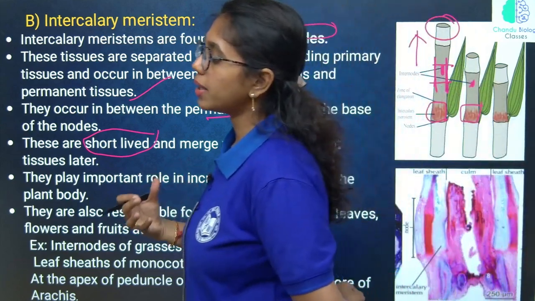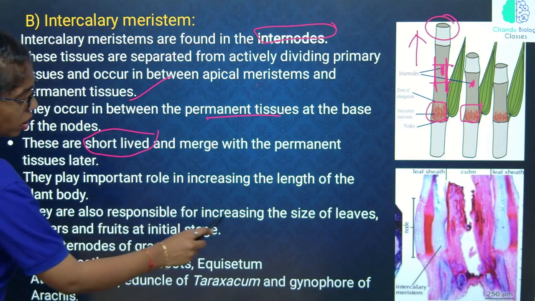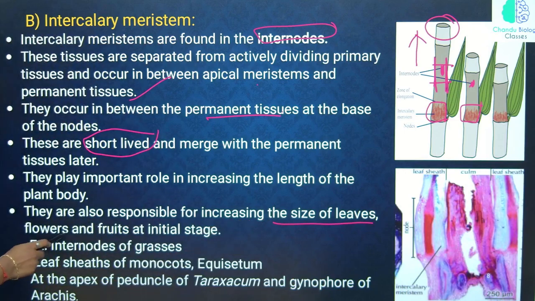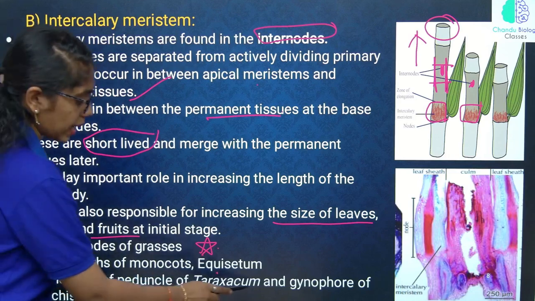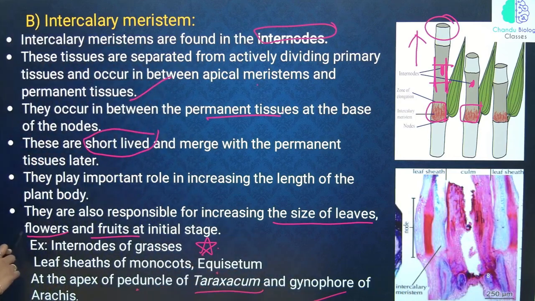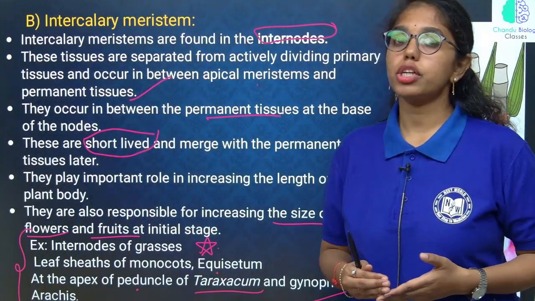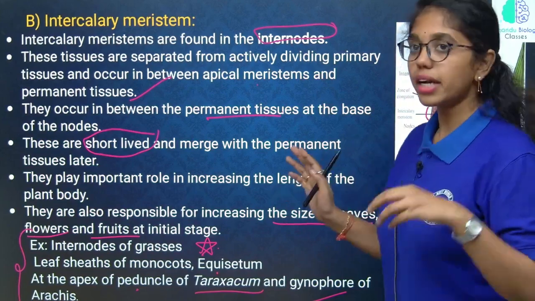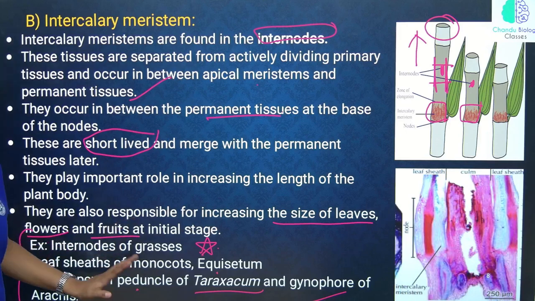As we have discussed, all the primary tissues play an important role in increasing the length of the plant body. The most important thing you have to remember is they are also responsible for increasing the size of leaves, flowers and fruits. Examples: internodes of grasses, leaf sheaths of monocots and Equisetum, and the apex of the peduncle of Taraxacum and gynophore of Arachis. In all these regions intercalary meristem is present. They are short lived, and once matured they get assimilated into the permanent tissue. They are mostly found at the base of nodes, and all these examples we have to remember.